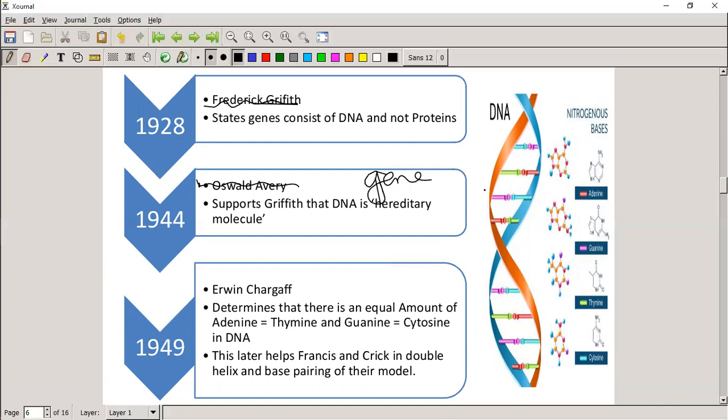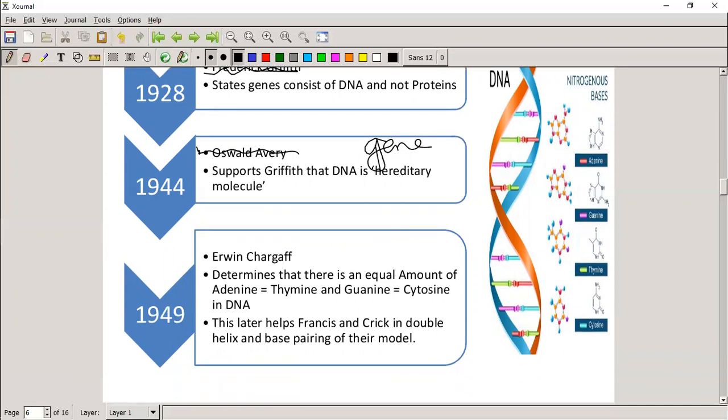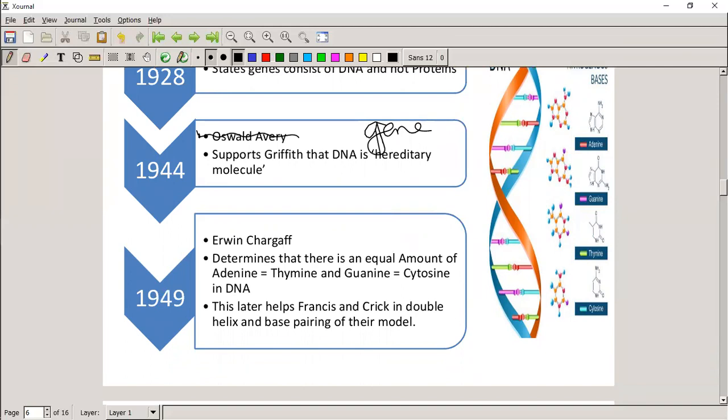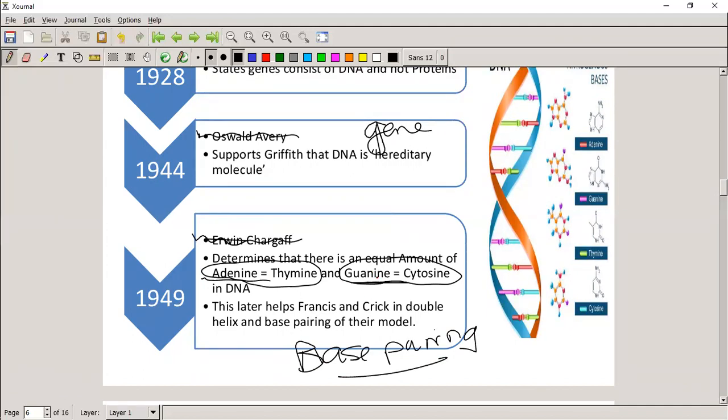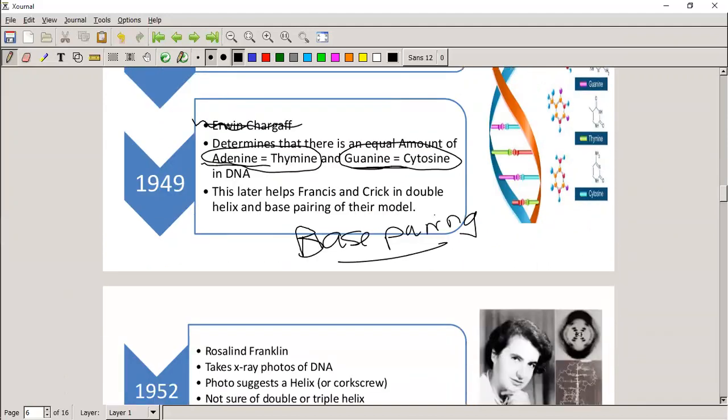In 1949, Erwin Chargaff determines that there are equal amounts of adenine and thymine, and guanine and cytosine. So you don't need to remember Erwin, but you need to remember that adenine and thymine are always in equal amounts inside your DNA, and guanine and cytosine too, because that is where we get to base pairing. That's how it ends up being the same amount of adenine and thymine each time in a DNA, and guanine and cytosine inside the DNA. This later helps Watson and Crick theorize that it's a double helix and base pairing is happening, because initially they thought it was actually a triple helix. But if you take it as a triple helix, then you can't have that base pairing.